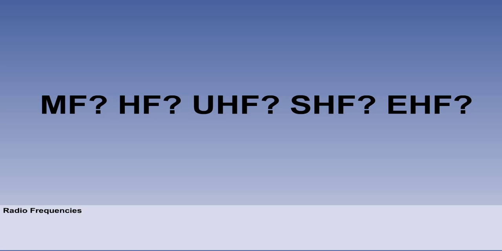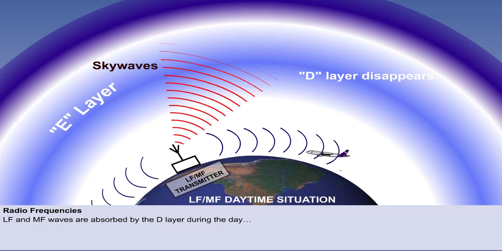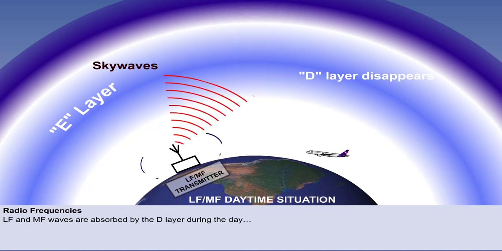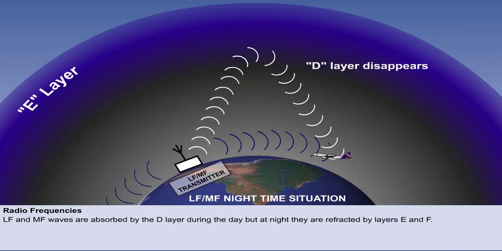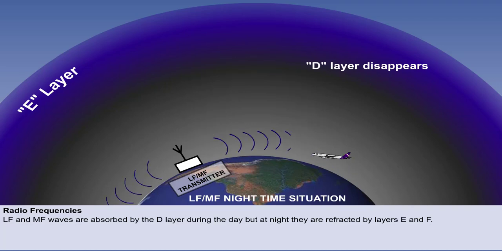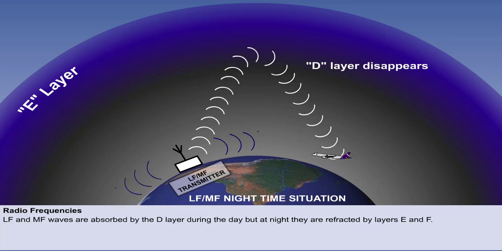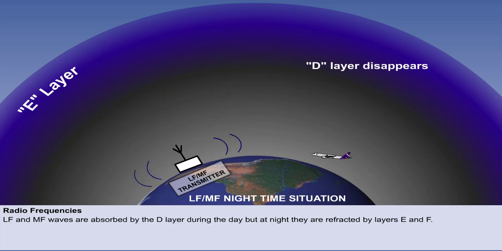As a consequence of all the factors affecting the ionosphere and the characteristics of different frequencies, the choice of radio frequency is important. Let's work up from the lowest frequency. Low and medium frequencies are absorbed by the D layer, so their propagation as sky waves during the day is poor, and surface waves are used instead. At night, the D layer disappears, and low and medium sky wave propagation is possible by refraction from the E and F layers. This gives them a greater range than by using surface waves.